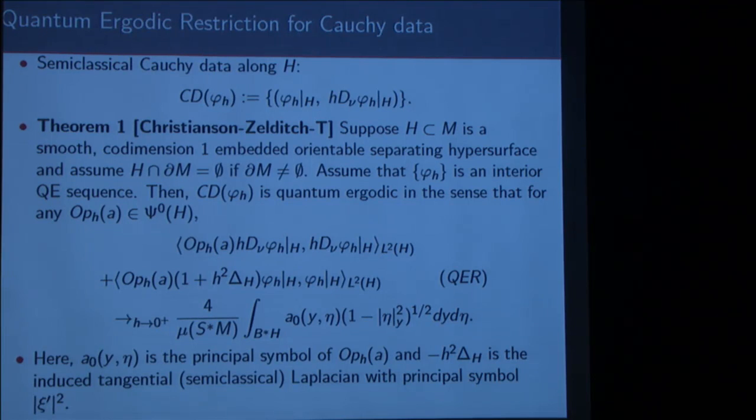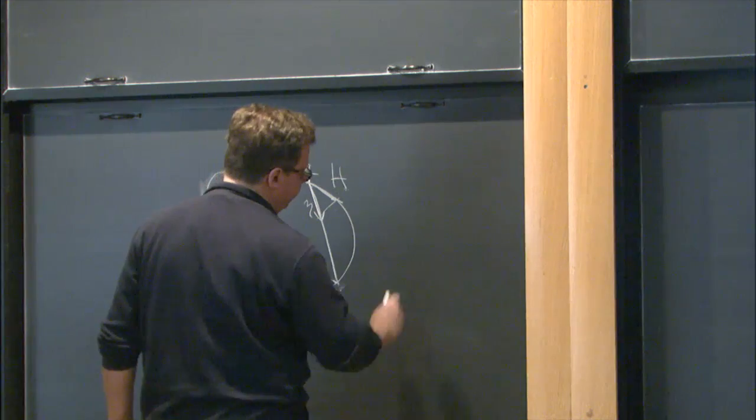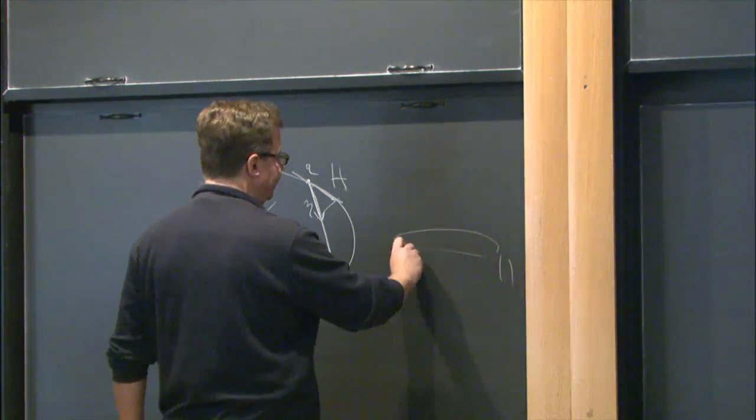And so you can try to prove a quantum ergodic restriction theorem involving both sets of data, right? And that's what we did a little bit later with Christiansen, Zelditch, and myself. So we considered a smooth embedded orientable separating hypersurface. This just means that the hypersurface bounds something, right?